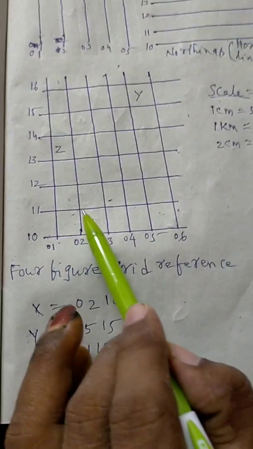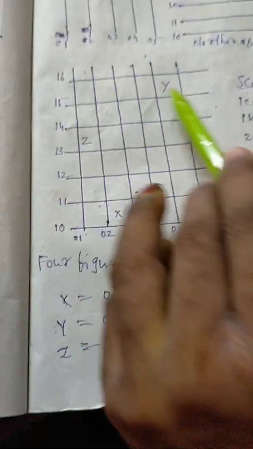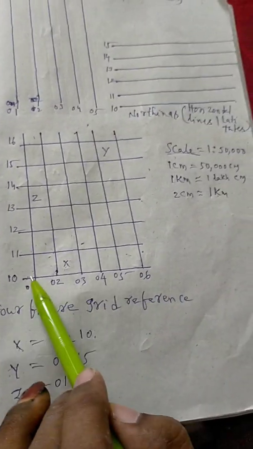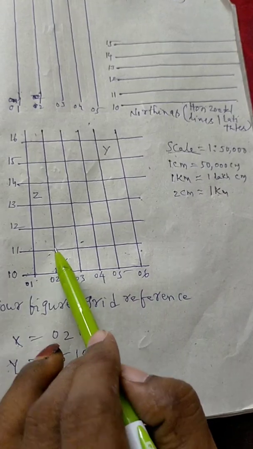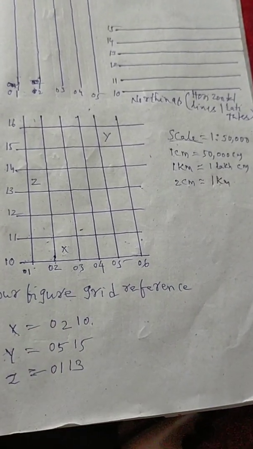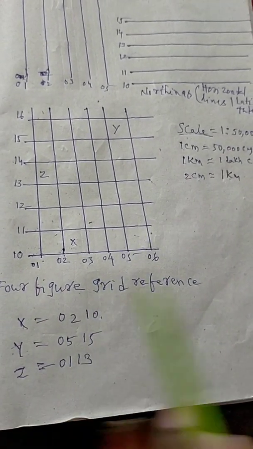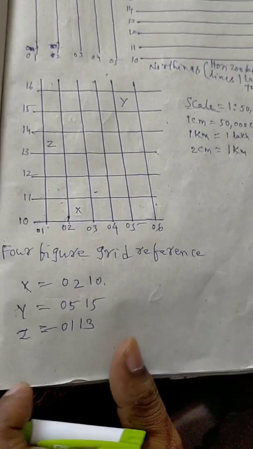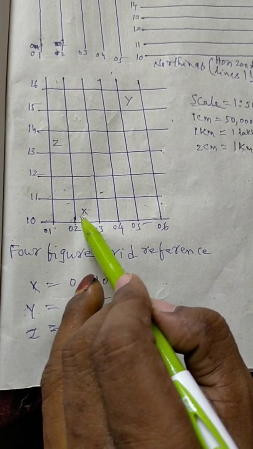Now, coming to the grids, this is a grid. These are all grids. Now, let me say about the grid. From here to here, 2 centimeters on the map. 2 centimeters means 1 kilometer. 2 centimeters, 2 centimeters, 2 centimeters, and 2 centimeters. Now, how to find 4 figure grid reference? Example, location of x.